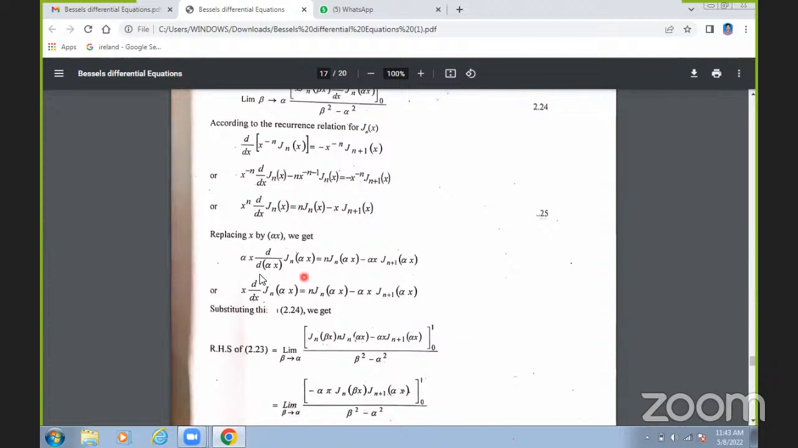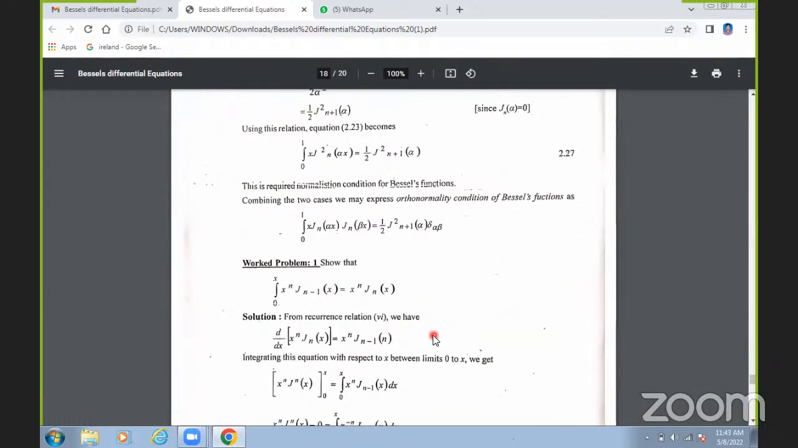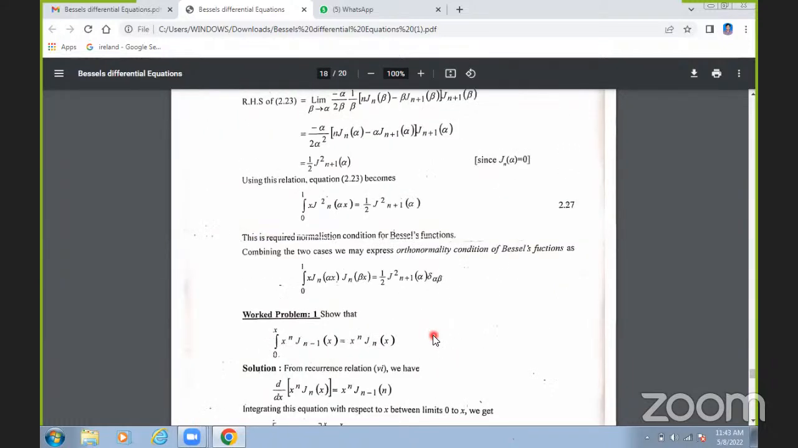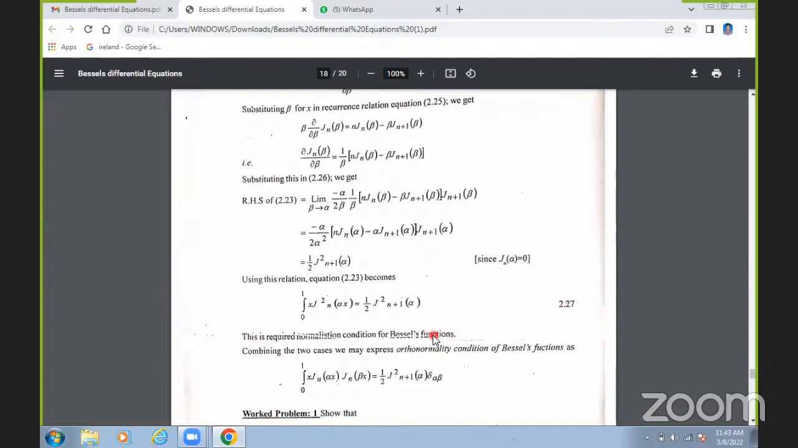Right. So this equation we are going to get. By doing all these, we'll get this orthogonal property. This is about the orthogonal property which we have. Based upon these orthogonal properties, you have some examples, just to go through this.